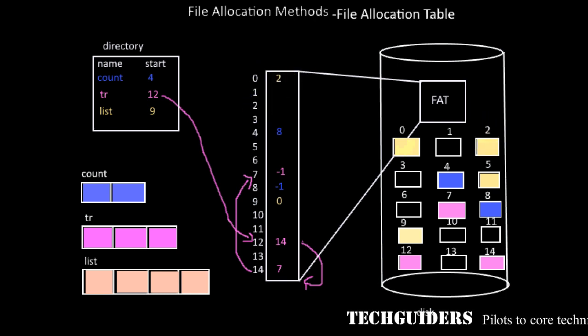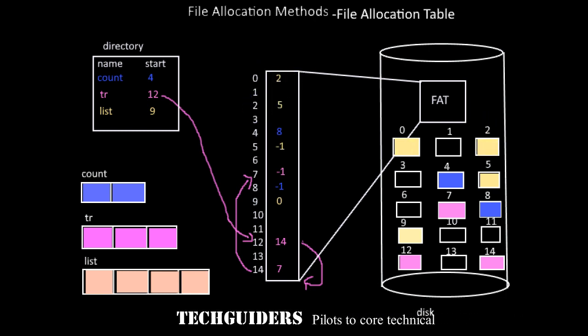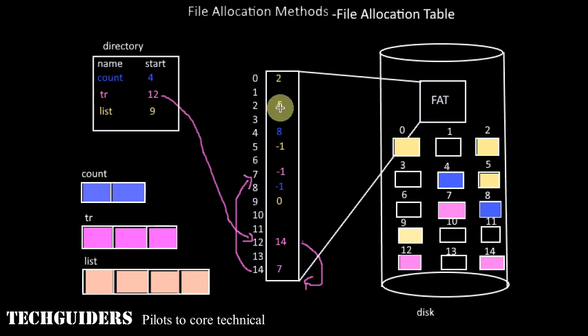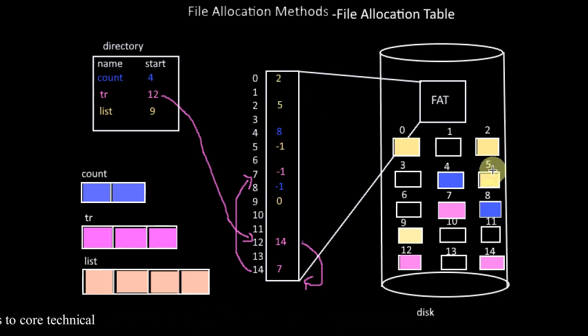Again go to index 2. It will contain the address of the last file block. The last file block is in the disk block address 5. Now coming to index 5, the value is -1, which shows this is the end of the file. And a value of 0 shows that those blocks are unused.